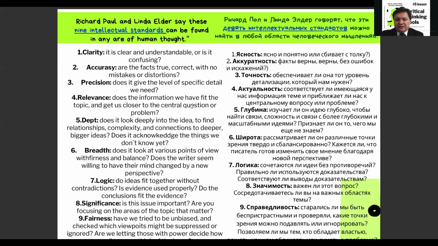And number 8, significance. Is this issue important? Are you focusing on the areas of the topic that matter?